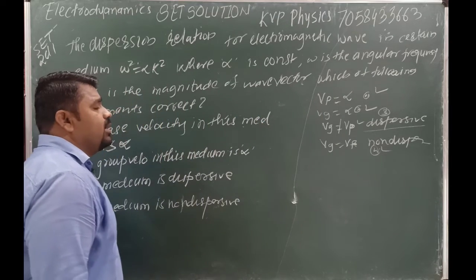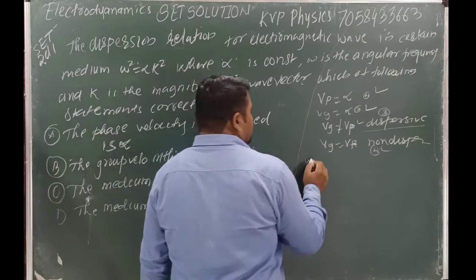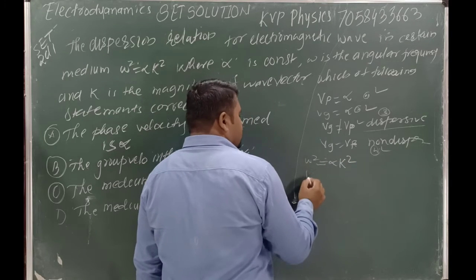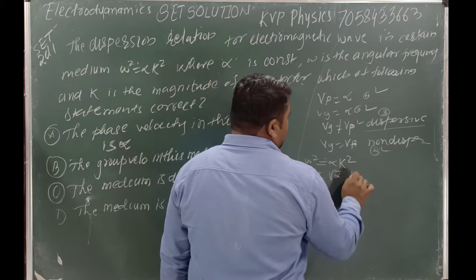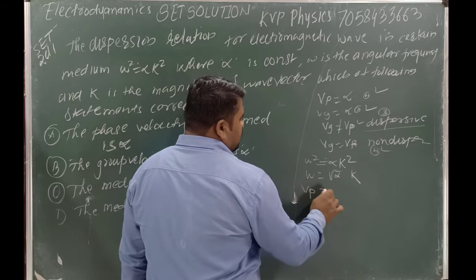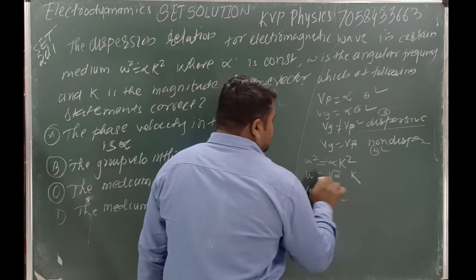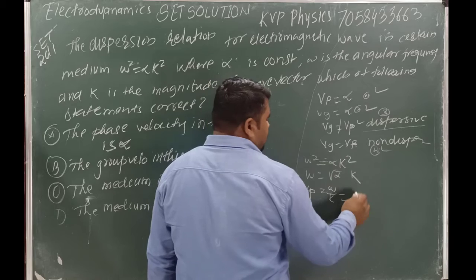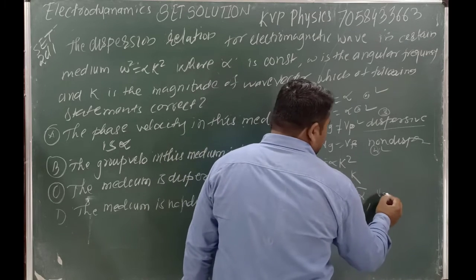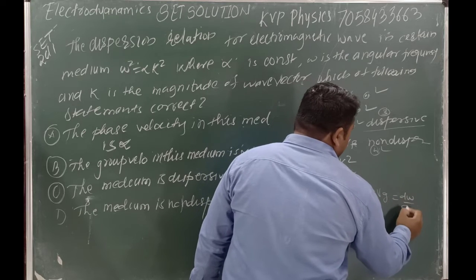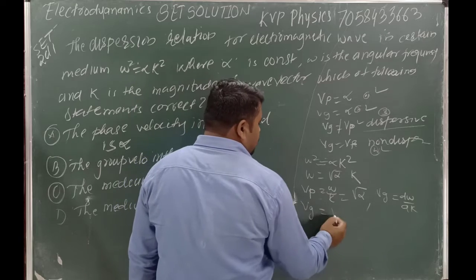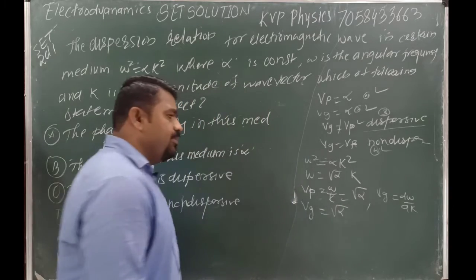Now focus on omega square. Omega square is equal to alpha k square. Take the root on both sides. Then omega is equal to root alpha k. Means what is the phase velocity? Vp is equal to omega upon k. What is the omega? Root alpha k. Means here we get root alpha. What is the group velocity? Group velocity Vg is equal to d omega upon dk. Means Vg also gets root alpha.